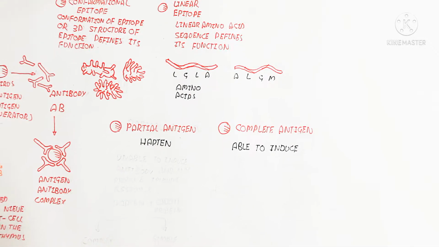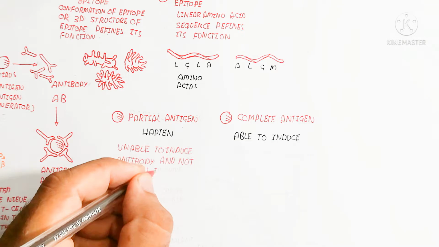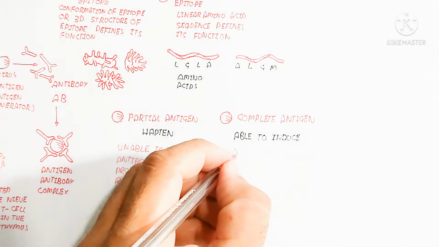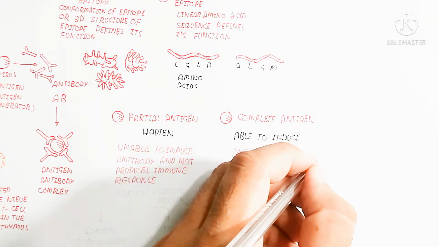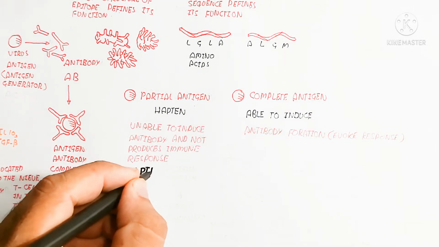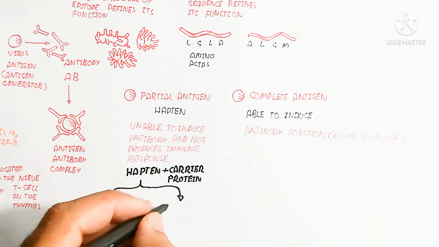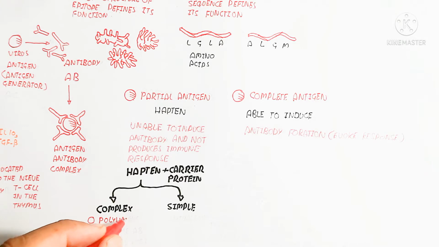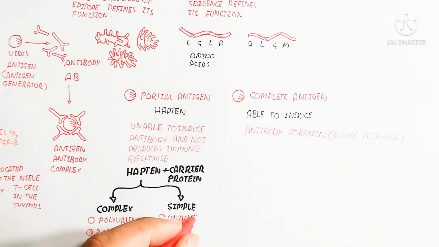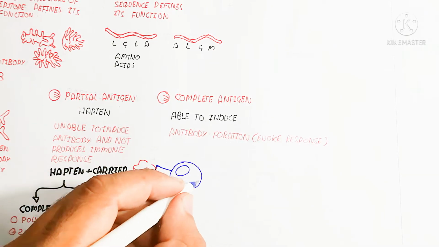On the other hand, antigens can also be categorized as partial antigen and complete antigen. The partial antigen is the hapten, while the complete antigen is able to induce an immune response. The hapten is not able to induce antibody and does not produce an immune response. The hapten is combined with a carrier protein, in two types, complex or simple. Complex is polyvalent, and two or more antibodies are required for it, and simple is univalent.